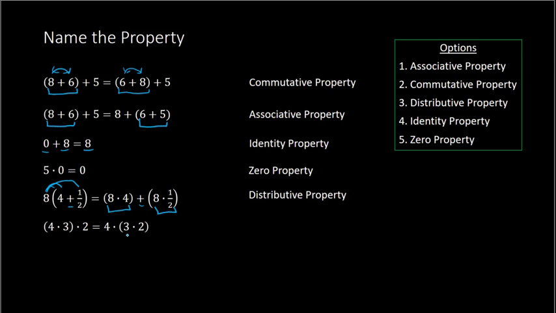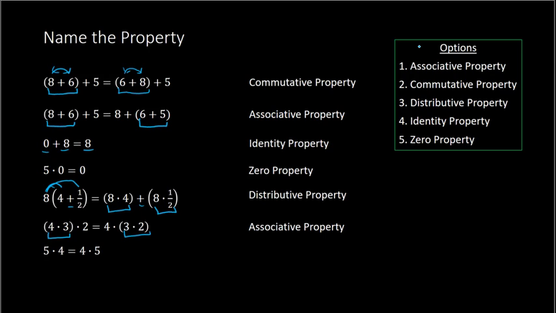Here is another example. We have 4 times 3 times 2 equals 4 times 3 times 2. What is changing here is the numbers in the parentheses. So right here the grouping is changing. We had 4 and 3 together. Here we have a 3 and 2 together. Because the grouping is changing, that is option 1, associative property. So associative property has to do with the grouping.